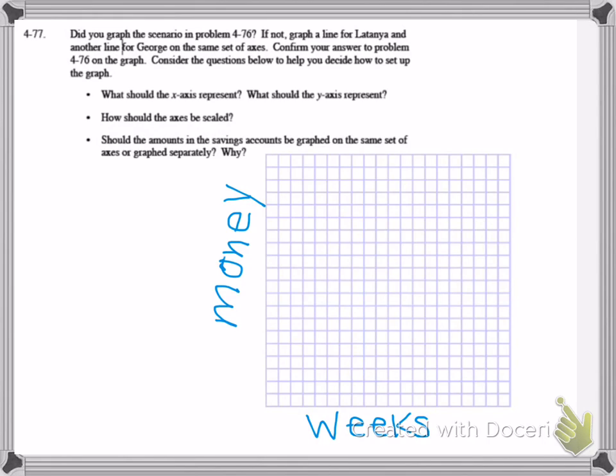Now what I'd like you to do is go ahead and grab some graph paper over by the window and graph both Latanya and George's equations on that graph paper. Use the same set of axes for both Latanya and George. Go ahead and pause the video and complete your graph.